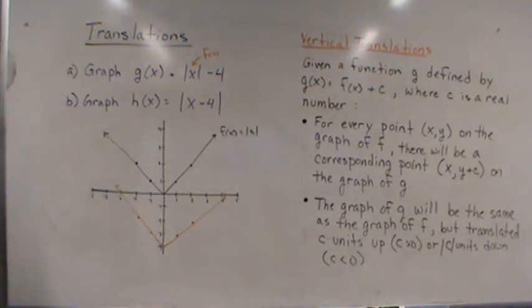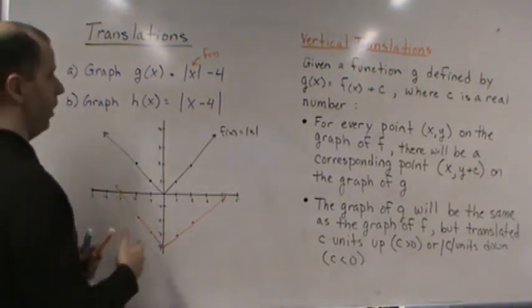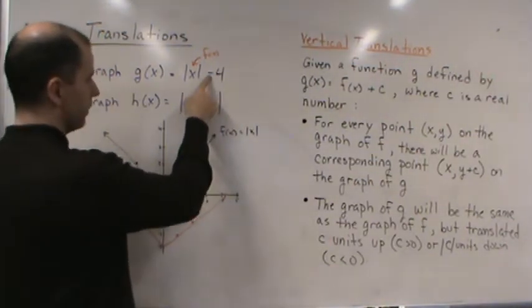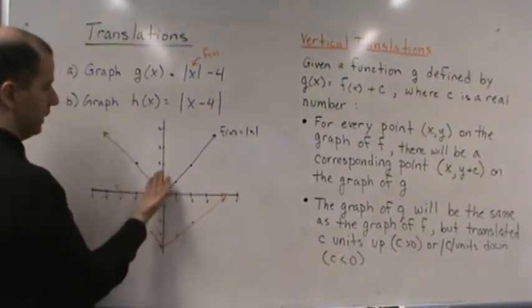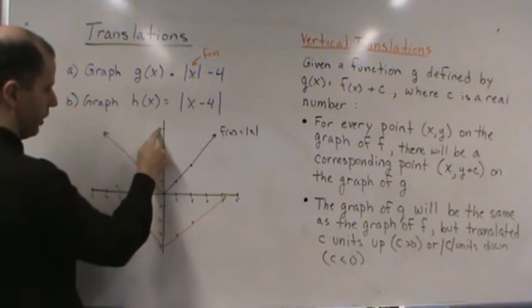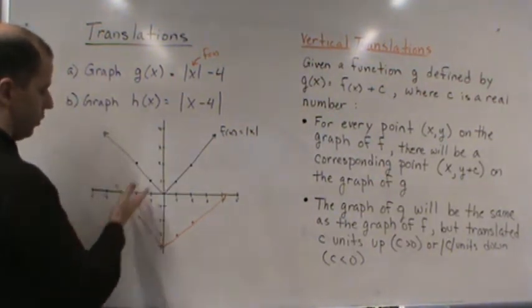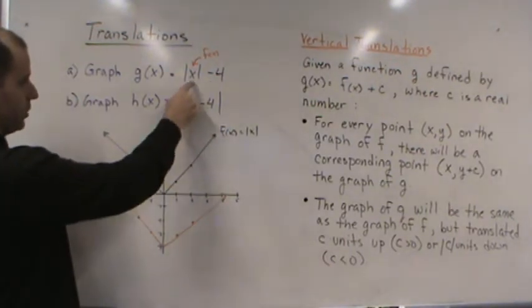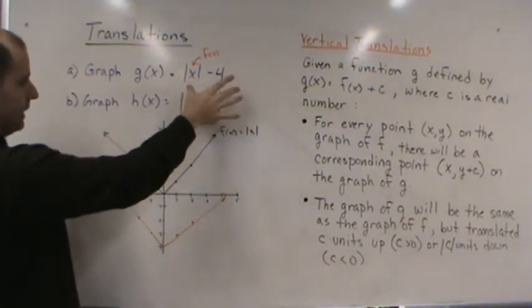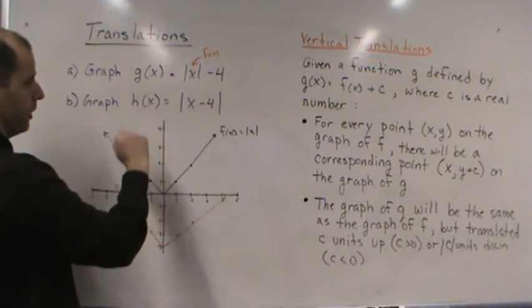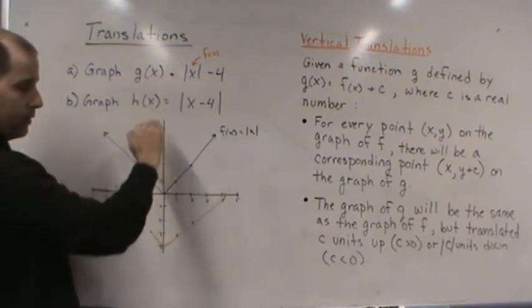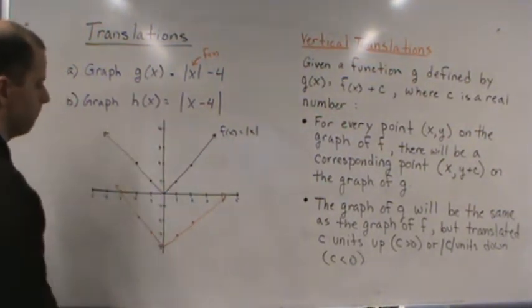Now, what if I moved it up? What if this was plus? Then I'd be moving it up 4 units, so it would start here. Whenever you're outside the function, if you're adding or subtracting anything from or to the function, it's moving up and down in the vertical direction.